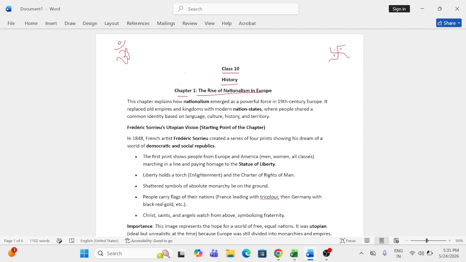As we all know, this chapter is all about nationalism. Nationalism emerged as a powerful force in the 19th century in Europe. It replaced old empires and kingdoms with modern nation states where people shared a common identity based on language, culture, history, and territory.